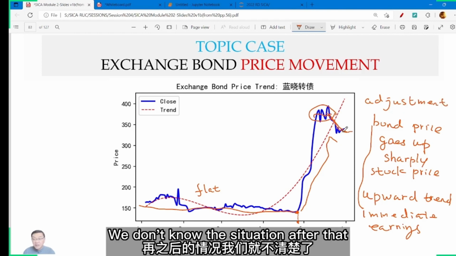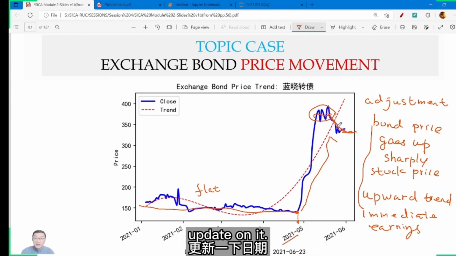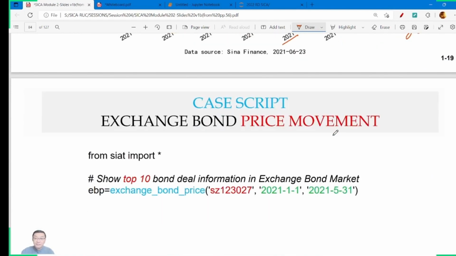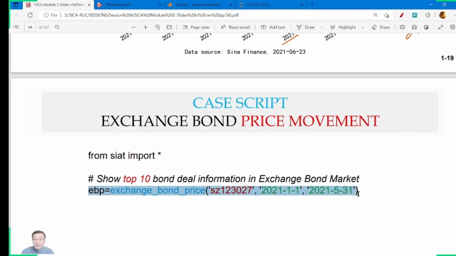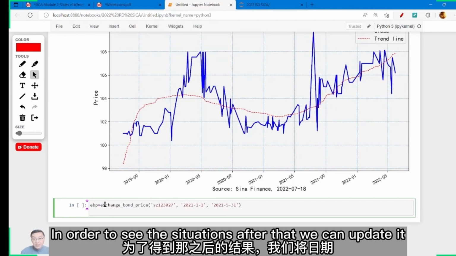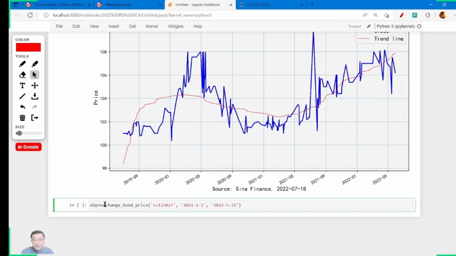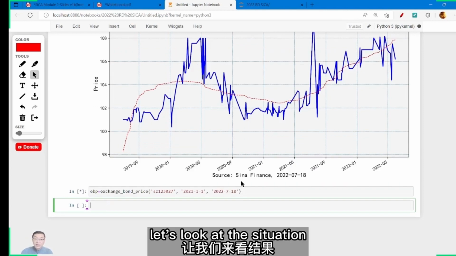We don't know the situation after that. Okay, then we can have an update on that. This is the Python command, and we can have an update. Let's see what happens after that. In order to see the situation after that, we can update the end date to 2022, July 18th. Let's look at the situation.